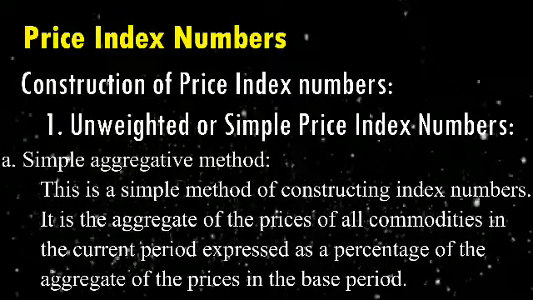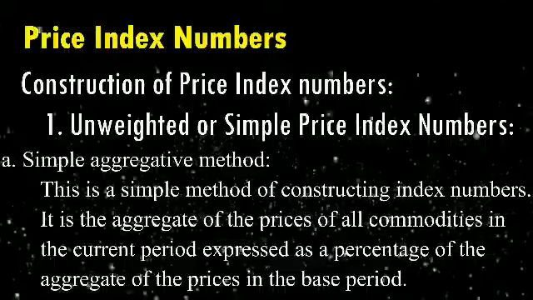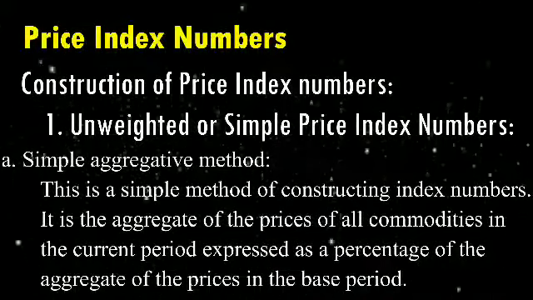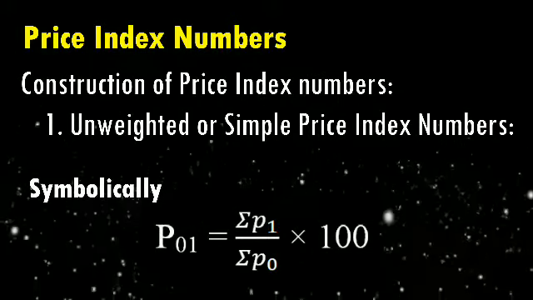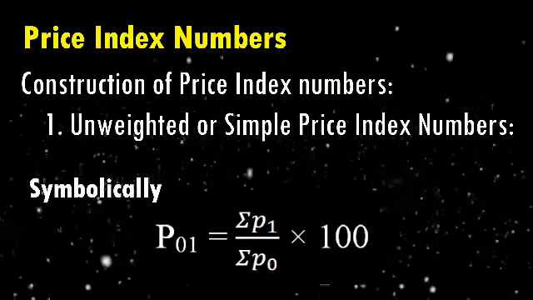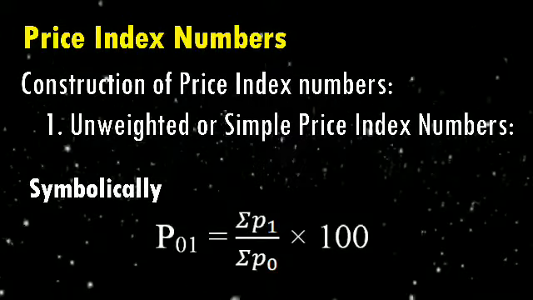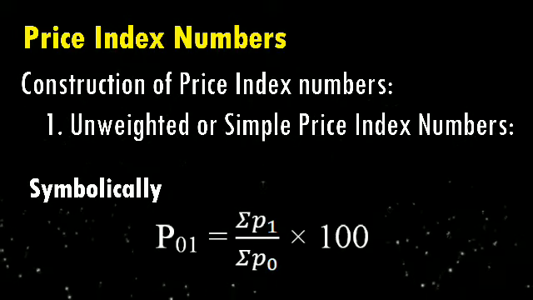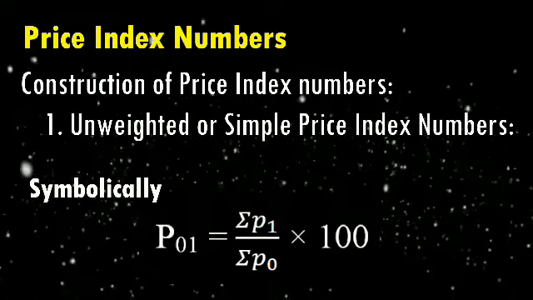Here index numbers are expressed in percentages. That is the reason why the formula of index numbers is multiplied by 100. So here you are computing the index number as a percentage. Symbolically, P01 equals sigma P1 divided by sigma P0, multiplied by 100. As you can see, the formula is multiplied by 100 because all the index numbers are expressed in percentages. That's the reason why the index number formulas are multiplied by 100.